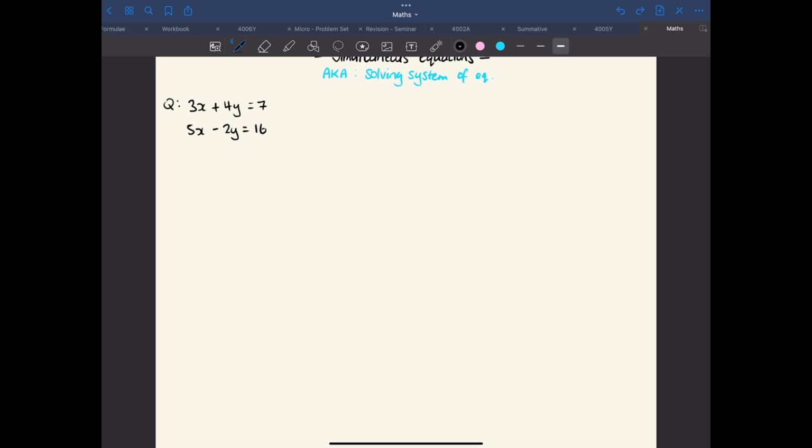So in order to eliminate, what do we want to eliminate? y will probably be the easiest, because the second one could be multiplied by 2 and then they'll both be 4y. So let's do that. So here, times that by 1 and times this by 2. I'll explain in a minute.